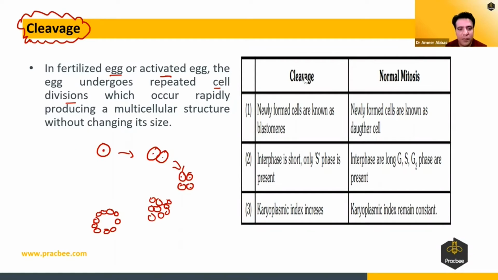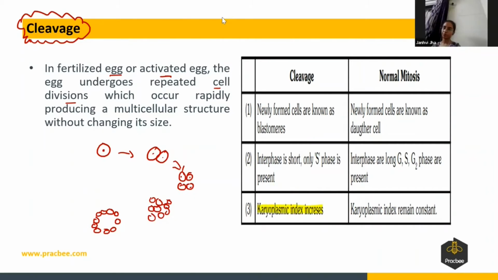Now, what is the difference between cleavage and mitosis? You can see here. First of all, there is an increase in the nucleus in terms of karyoplasmic index in the case of cleavage. But in the case of mitosis, the karyoplasmic index remains constant. In the case of cleavage, the karyoplasmic index increases.